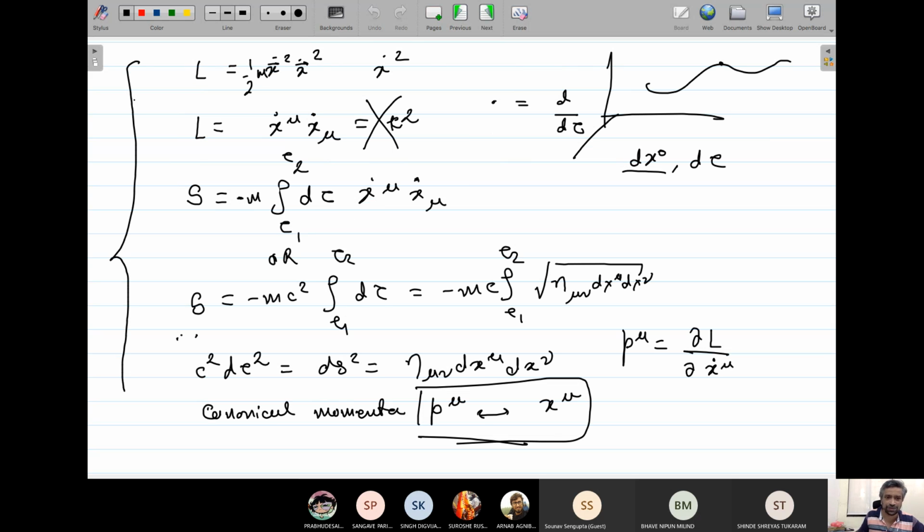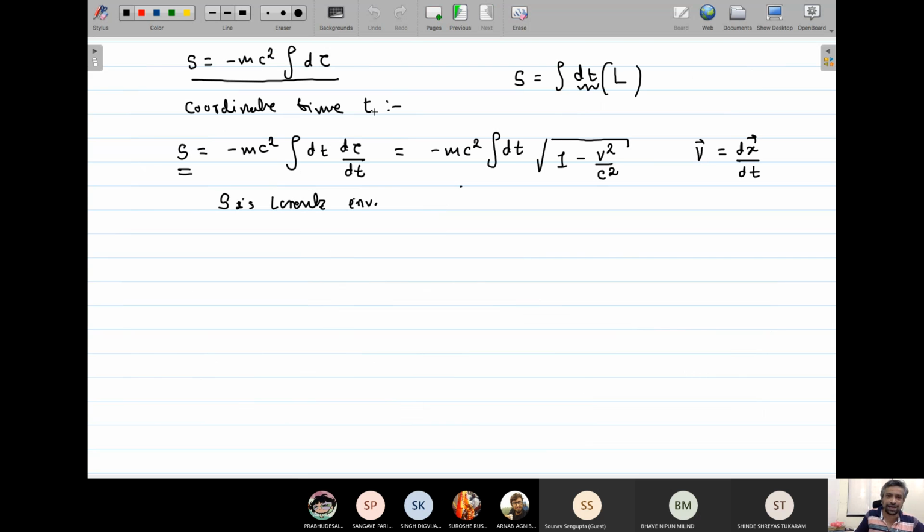I will come back to this. If I want to keep the action in manifestly covariant form, that means like this, then I have to be very careful here. But I have chosen for some reason to write this action in coordinate time. I will write it so that the final expression is still Lorentz invariant.